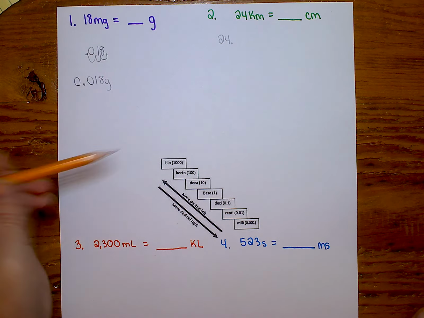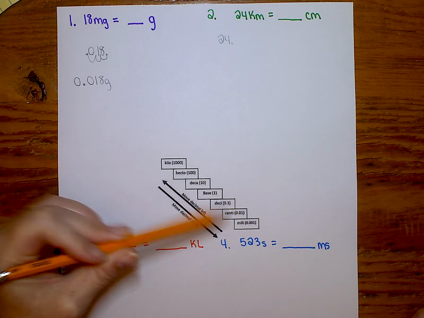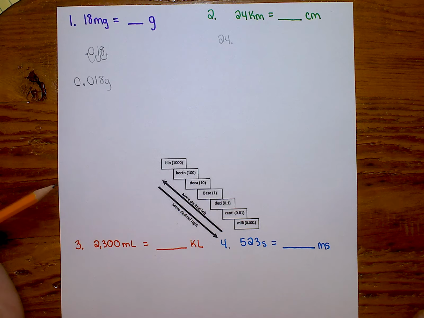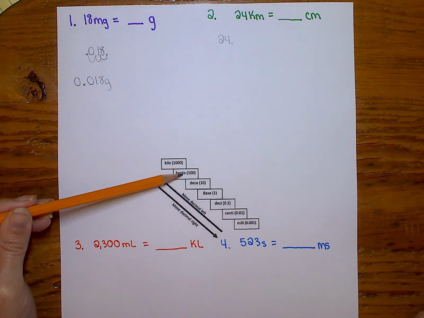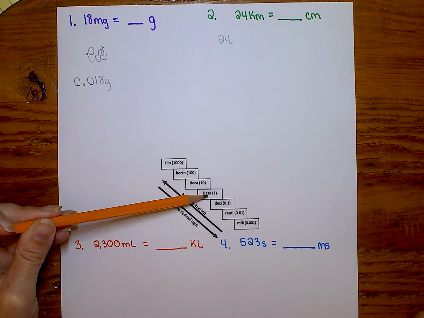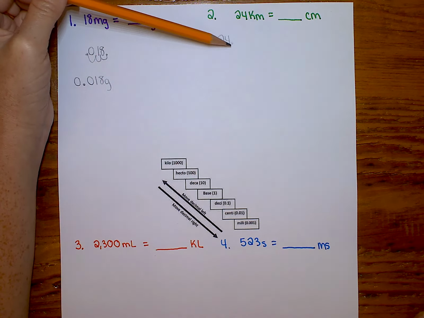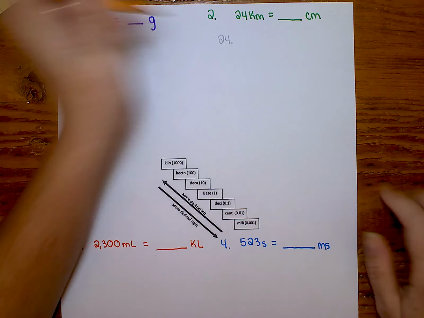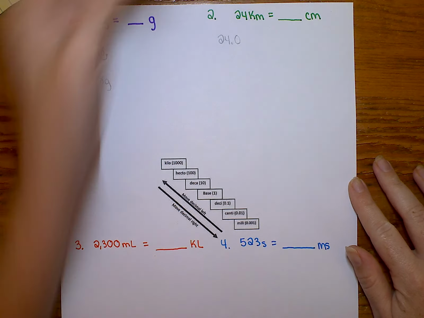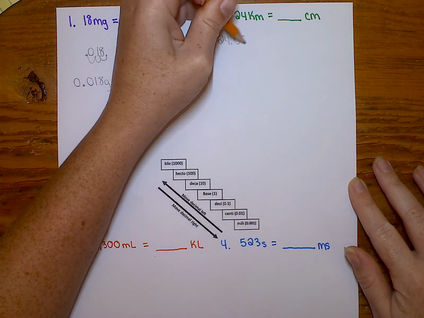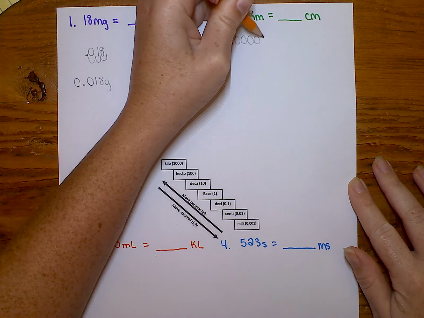This time, I'm starting at kilo, but I want to get to centi. So I'm going to move my decimal point to the right because I'm going down the stairs. How many times am I moving it to the right? I'm going to move it 1, 2, 3, 4, 5 times to the right. But I'm already the furthest to the right that I can go. So what do you do? You're going to add zeros. So we're going to add 1, 2, 3, 4, 5.